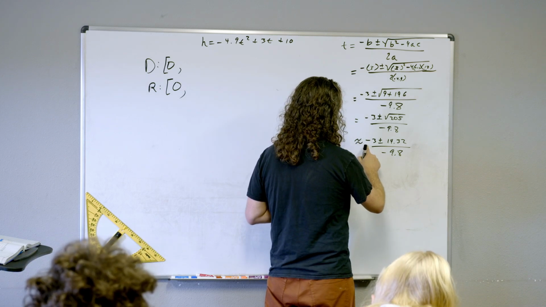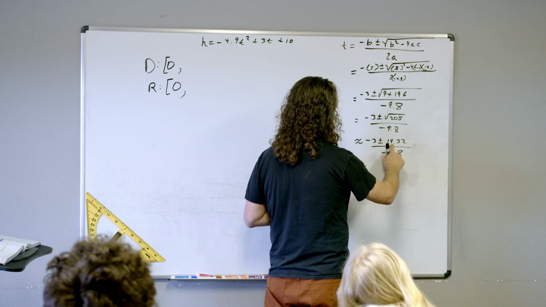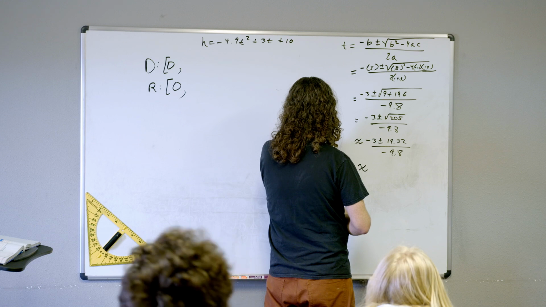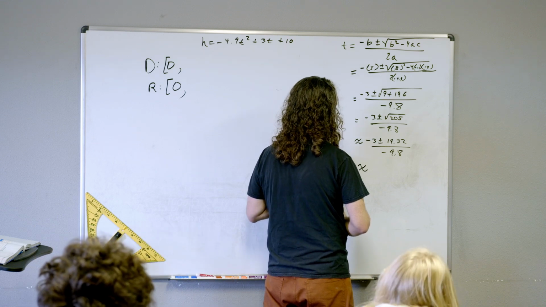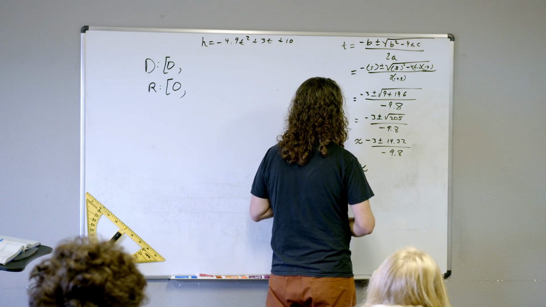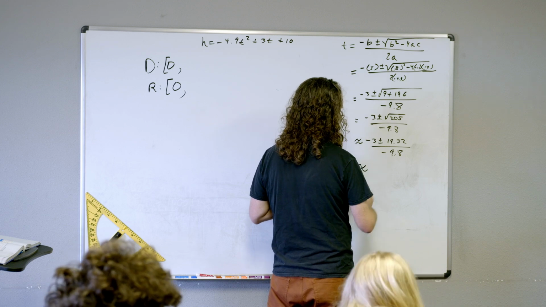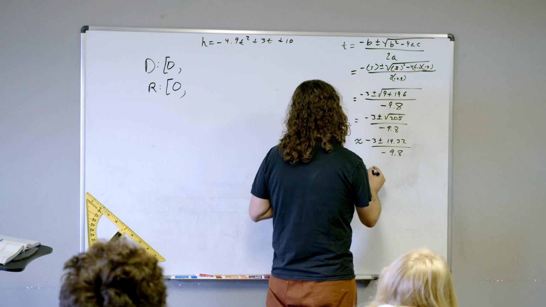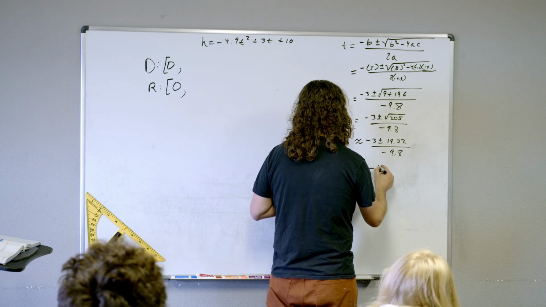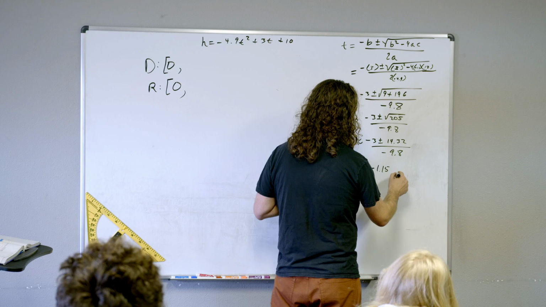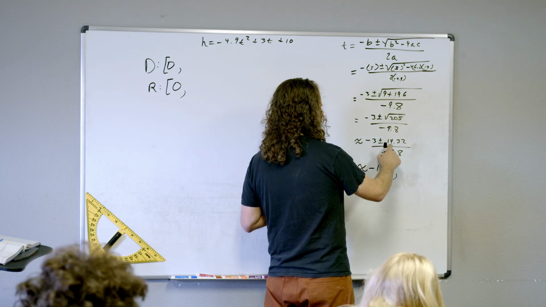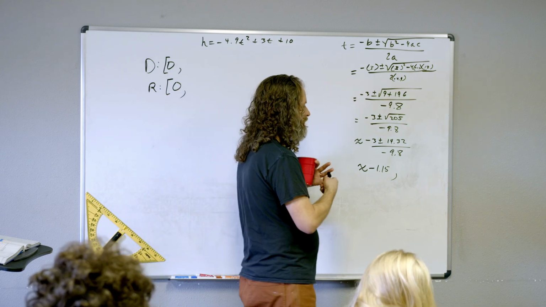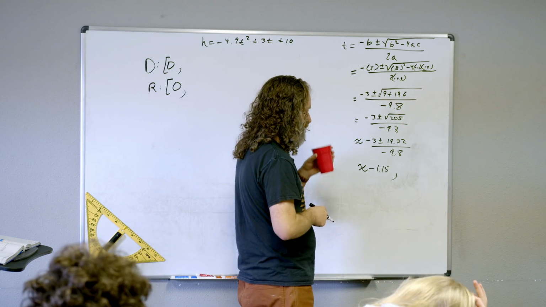Okay, so what's negative 3 plus 14.32 divided by negative 9.8? 11.32 divided by negative 9.8 is 1.15. It's going to be negative something. Negative 1.15. Okay, and then negative 3 minus 14.32 is negative 17.32, divided by negative 9.8. Yes.